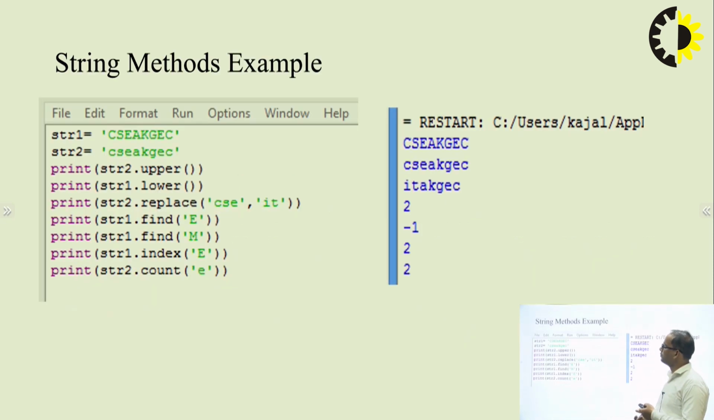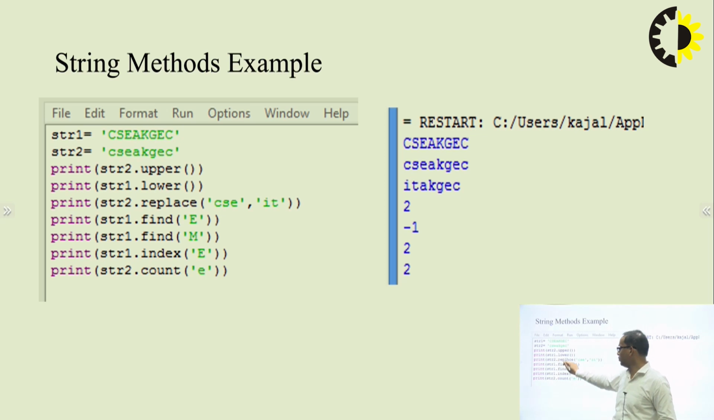Let us see an example of each. Here we have two strings in this program. String 1 is CSE AKGEC in uppercase and string 2 is cse akgec in lowercase. In the first statement, str2.upper, we are executing the upper function on string 2, so this will convert it into uppercase and this will be the output. In the second statement, str1.lower, str1 is written in uppercase, so this function will convert it into lowercase and print it in lowercase.